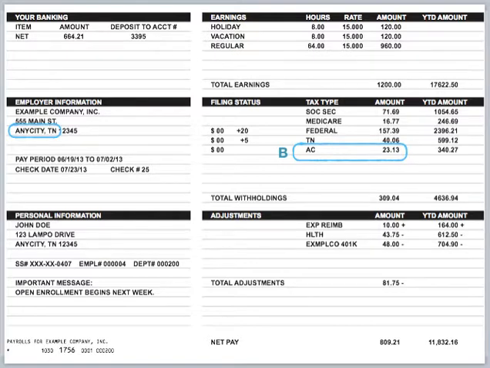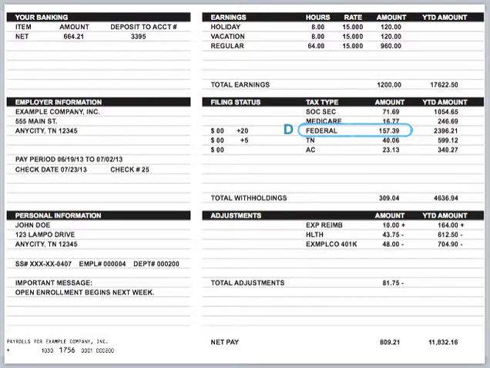If question C was difficult, that might help you figure it out because for question C, that's a state tax. They're talking about an employer located in Tennessee, TN. So TN under tax type, that's the Tennessee state tax, $40.06.